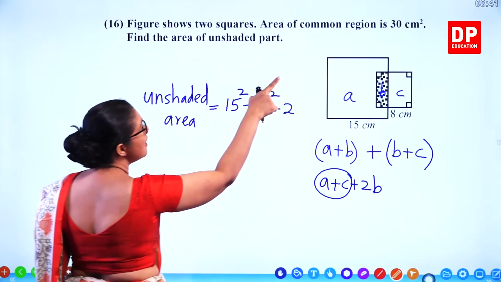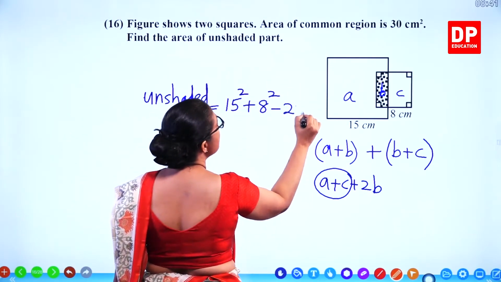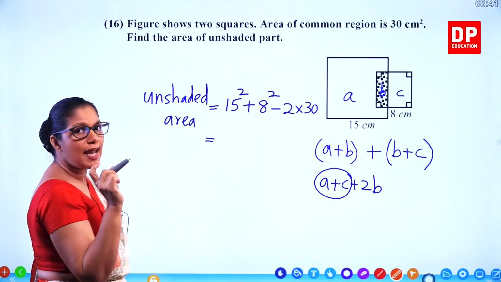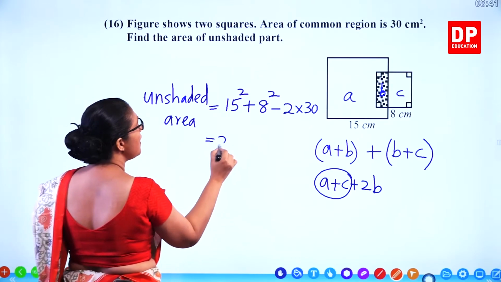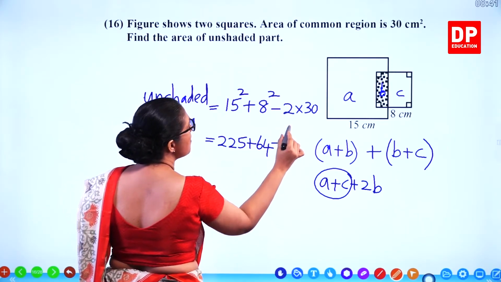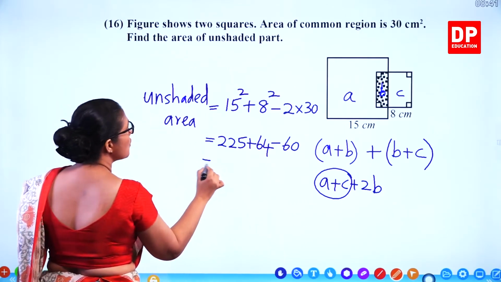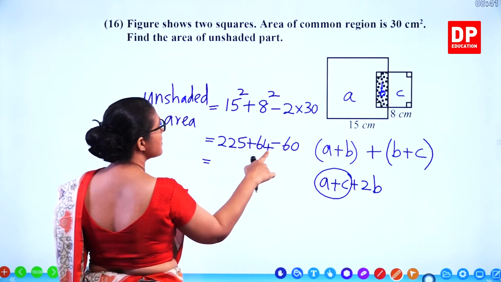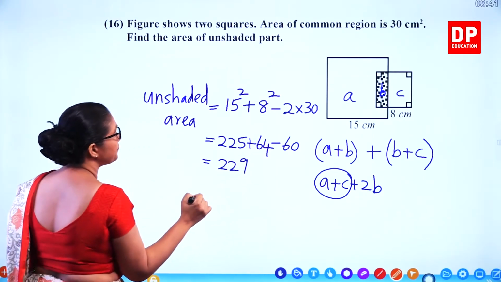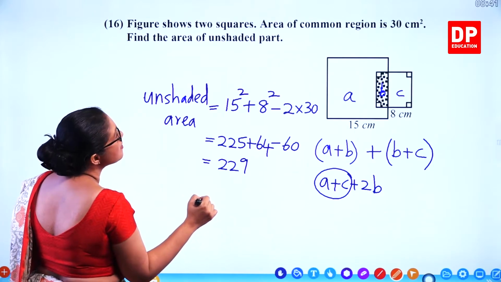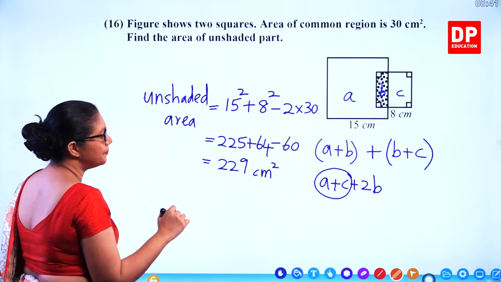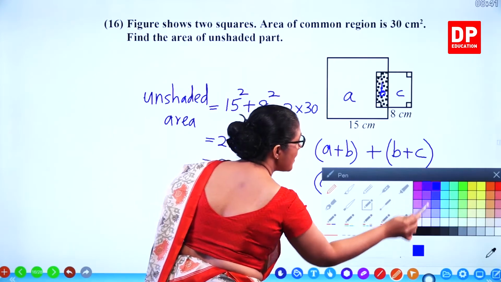B is the common region, that's 30. Now simplify. 15 times 15, can you remember now? 225. 8 and 8, 64. And subtract 60 here. So when you subtract 60, you get 229 square centimeters as the unshaded area. So you get 2 marks there.